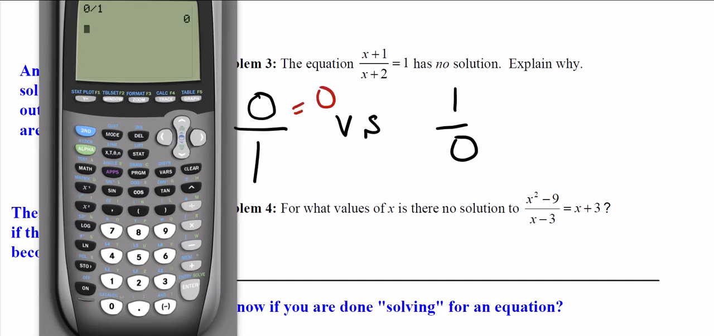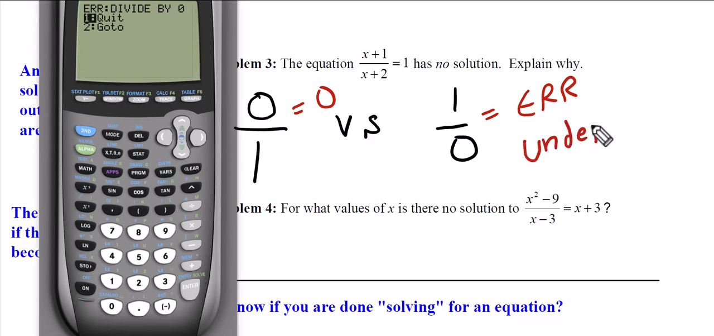Let's try 1 divided by 0. Oh, we got an error. What the heck is that? It's what your teachers have been telling you all this time, that you can't divide by 0, right? We formally call this undefined.